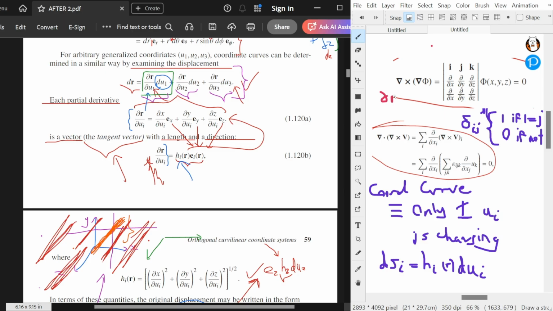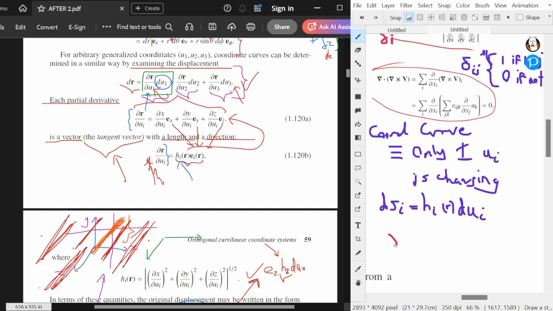Del R. Oh my god, there's an image here. Del R, del u_i equals h_i of R, e_i of R. Okay.